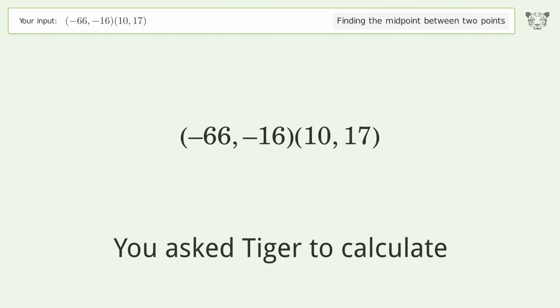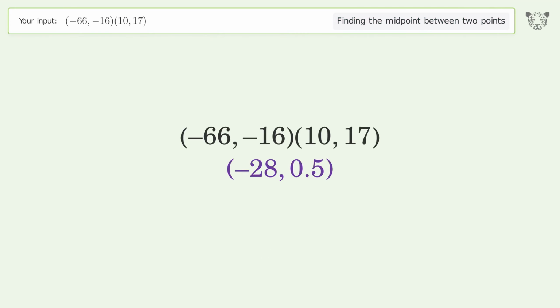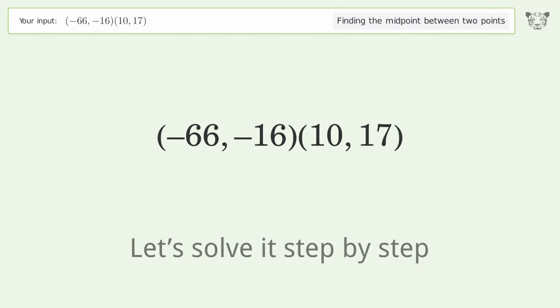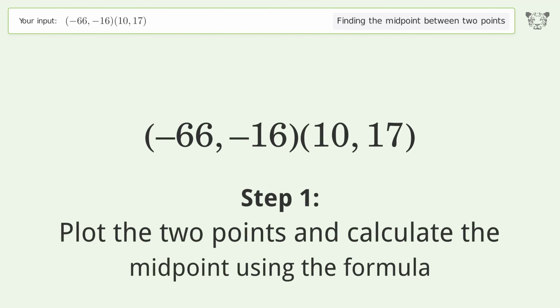You ask Tiger to calculate. This deals with finding the midpoint between 2 points. The midpoint between the 2 points is -28, 0.5. Let's solve it step by step. Plot the 2 points and calculate the midpoint using the formula.